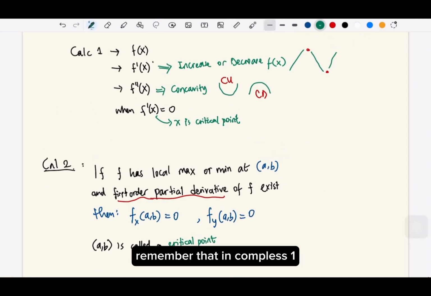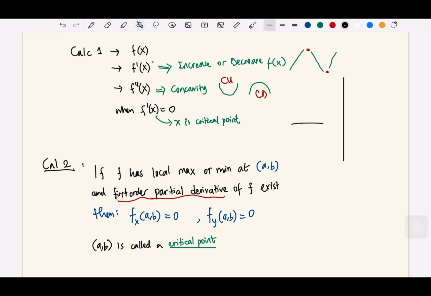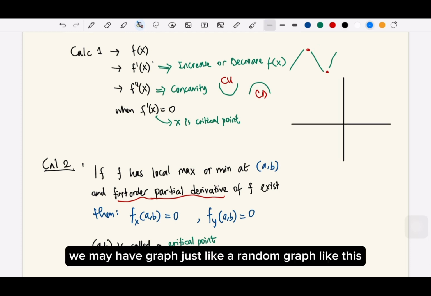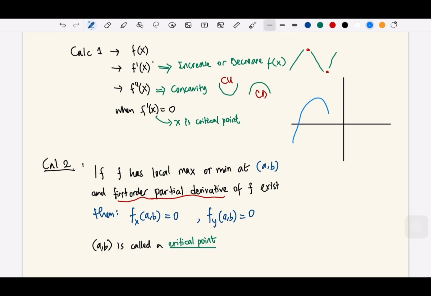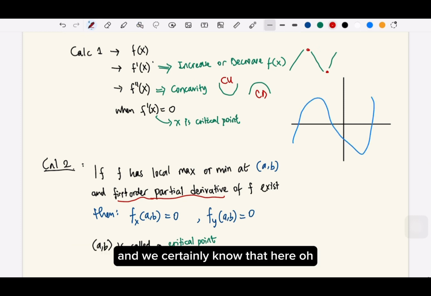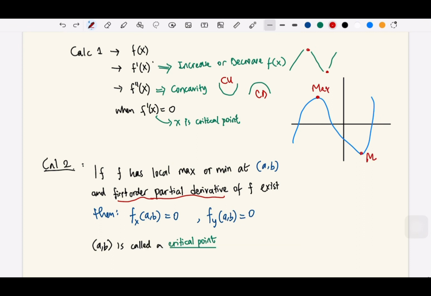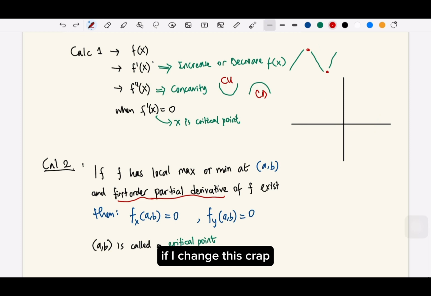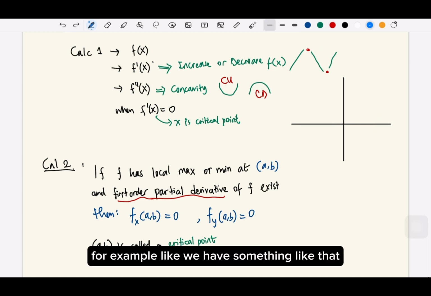Okay, remember that in calculus 1, I would like to make some emphasis. We may have a graph just like a random graph like this, right? And we certainly know that here is max, this is min. If I change this graph, for example, like we have something like that, okay?